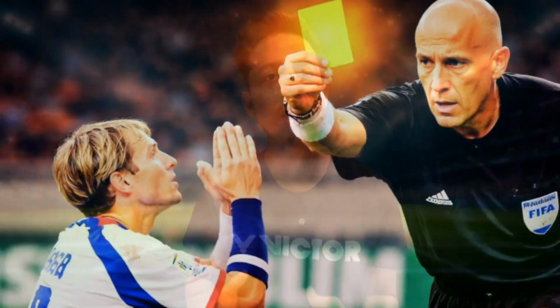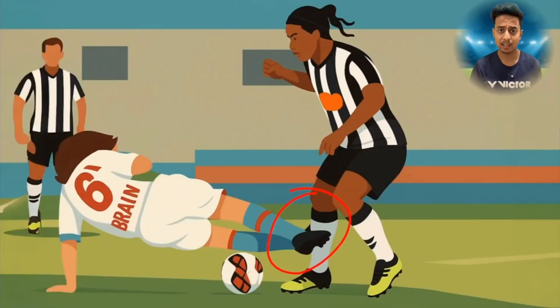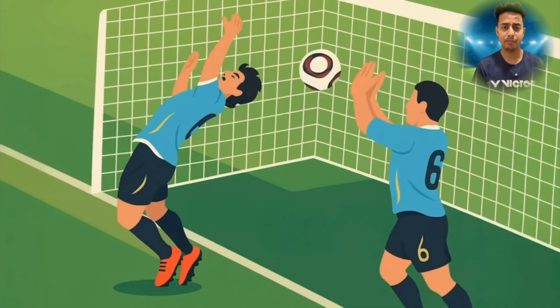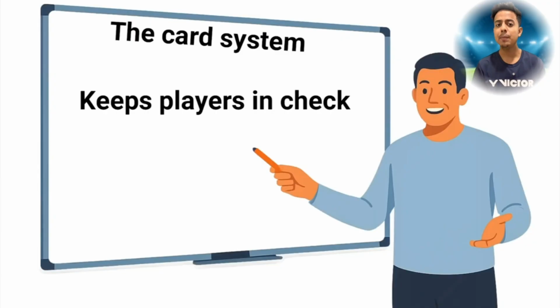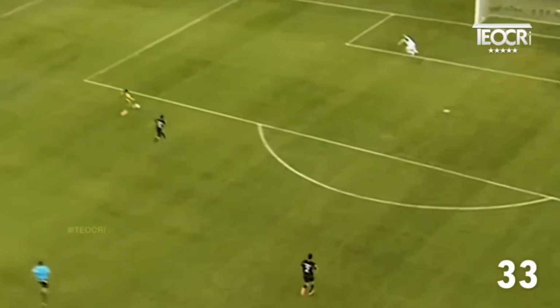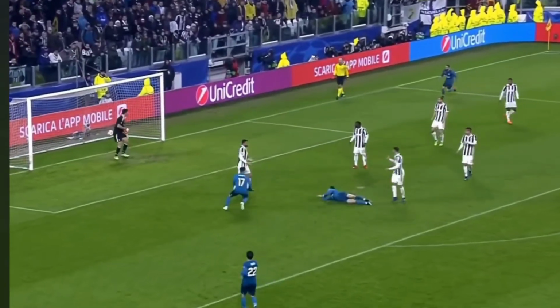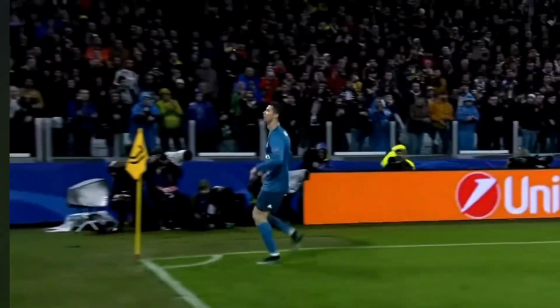Now let's see why players get cards. Players can get cards for dangerous tackles, fighting, abusing the referee, wasting time, repeated falls, bad behavior. Sometimes one small mistake can change the match result. So football is not only about skill, it is also about respect, control, patience and discipline. A smart player knows how to stay aggressive in the game without losing control.